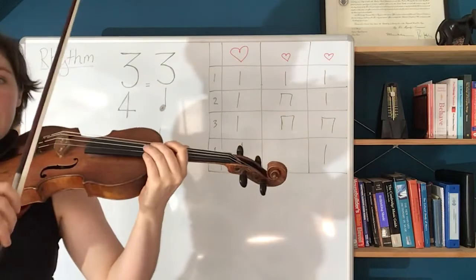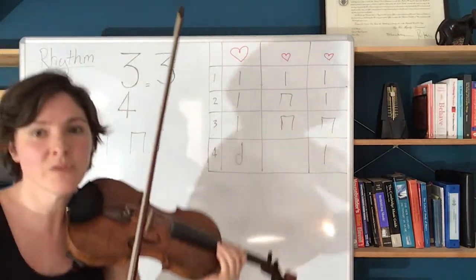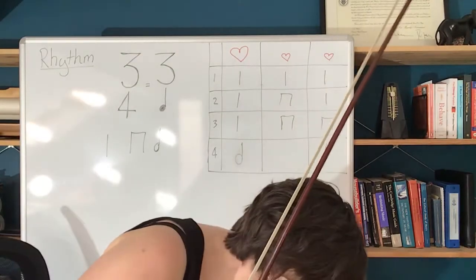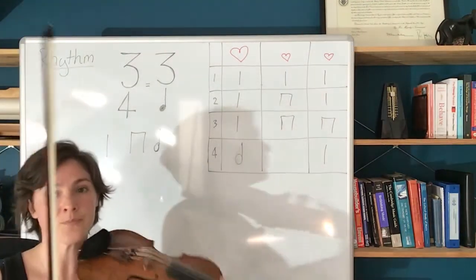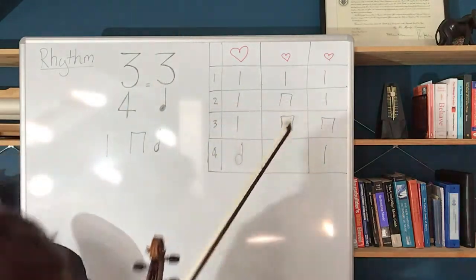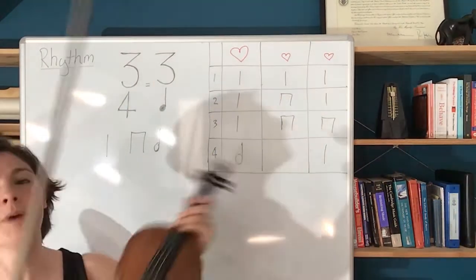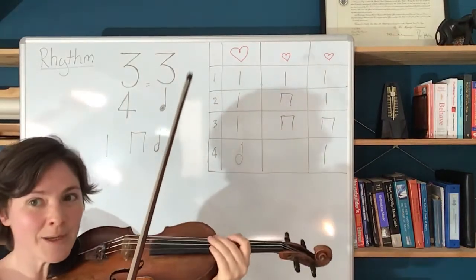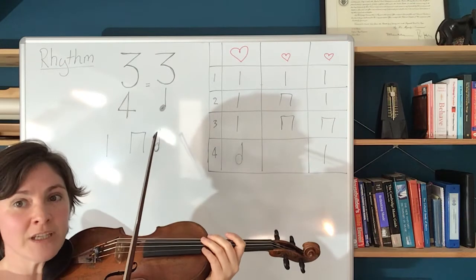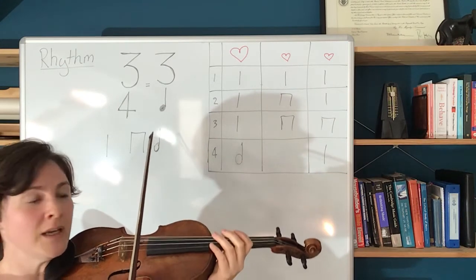Okay, so boom. Actually, let me just move so that you can see the rhythms if I go down here. Let me move in a bit. Here we go. That should be better. Okay, let me move forwards a bit so I don't bang the whiteboard with my bow. Okay, are we ready? So boom, chick, chick, off we go.